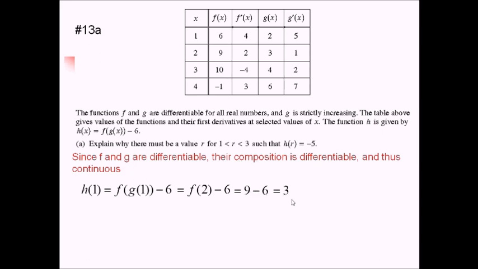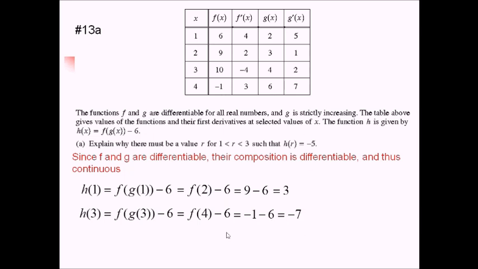So then at this point, we're looking for something less than negative 5 when we plug 3 into the h function. Let's see if we get it. So we've got f of g of 3 minus 6. g of 3, that's going to be 4, so we're doing f of 4 minus 6. And then f of 4, that's going to be negative 1. Negative 1 minus 6 comes out to negative 7.